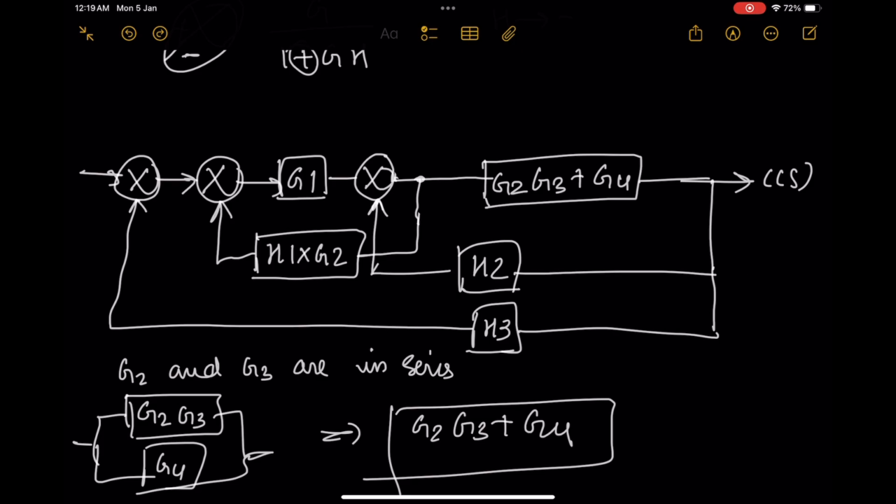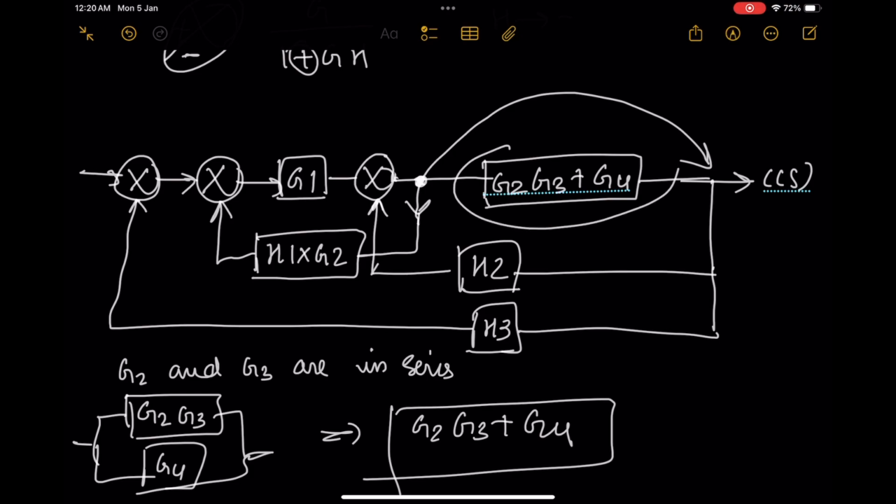In order to get that, I'm going to move this takeoff point to this place, so that all three loops have the same takeoff point. So I'm going to move this takeoff point to the final point. Here this signal does not contain this particular term. But if I move this takeoff point to here, it will contain this term. So I have to avoid this term, so I'll divide this particular equation by this term. So it is very simple. That's what I'm going to do next.